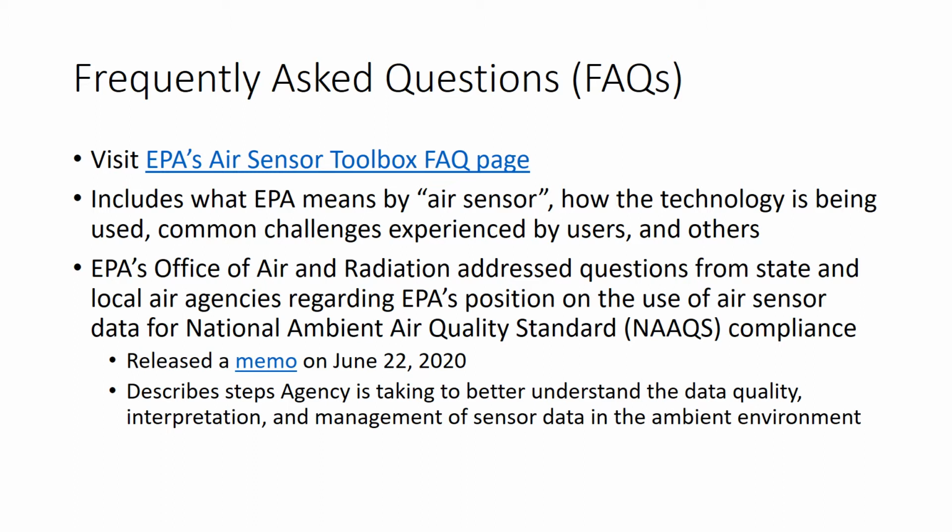Specifically, on June 22, 2020, EPA's Office of Air and Radiation released a memo addressing questions from state and local air agencies regarding EPA's position on the use of air sensor data for National Ambient Air Quality Standard compliance. The memo also describes steps the agency is taking to better understand the data quality, interpretation, and management of sensor data in the ambient environment.